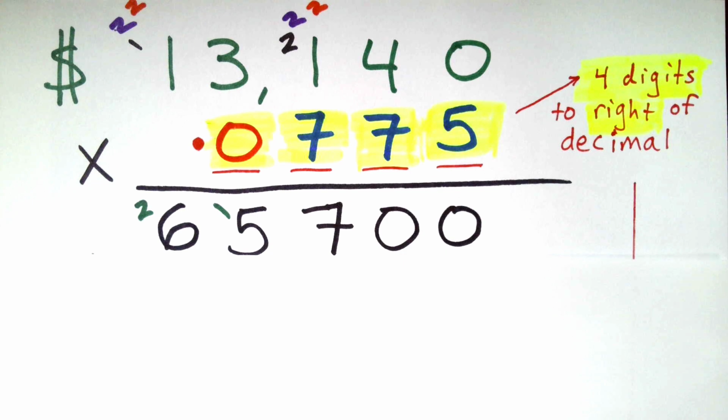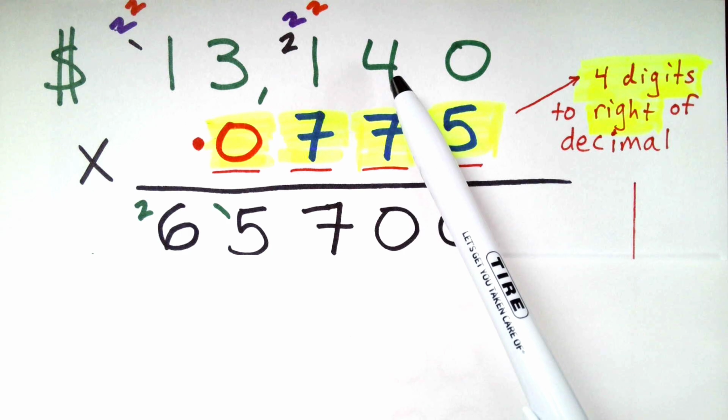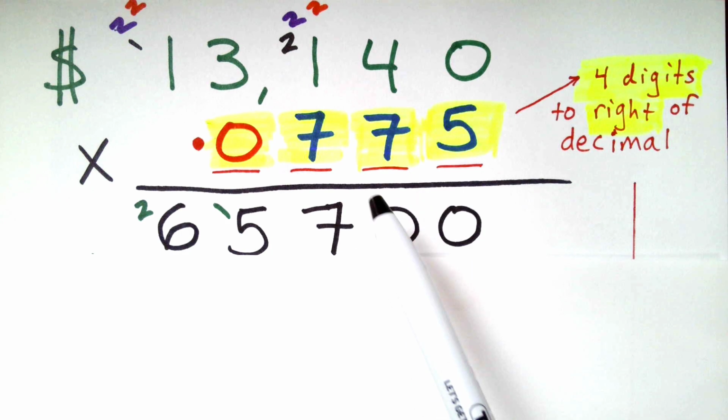It's worth my time to teach. And so, hey, let's get started. We'll start with the 5. 5 times 0 is 0. 5 times 4 is 20. I'll put the 0. I'll carry the 2.